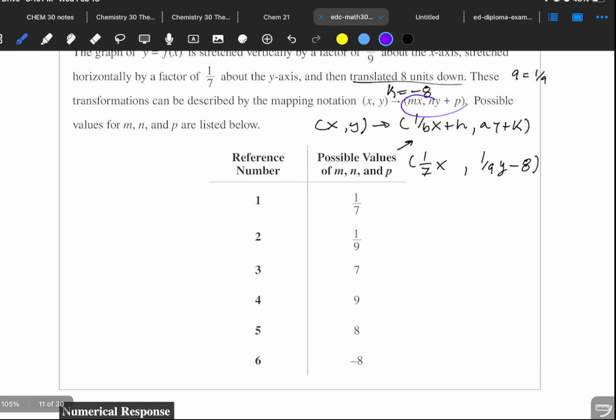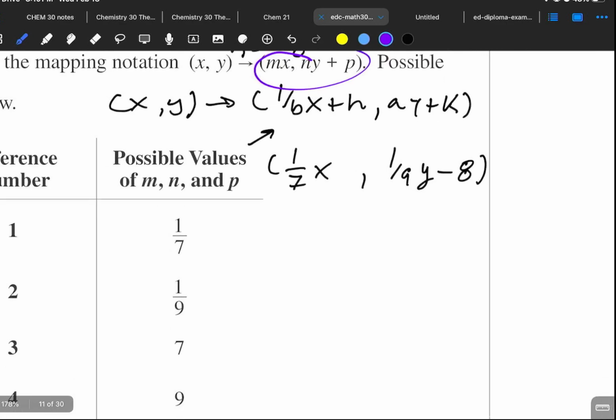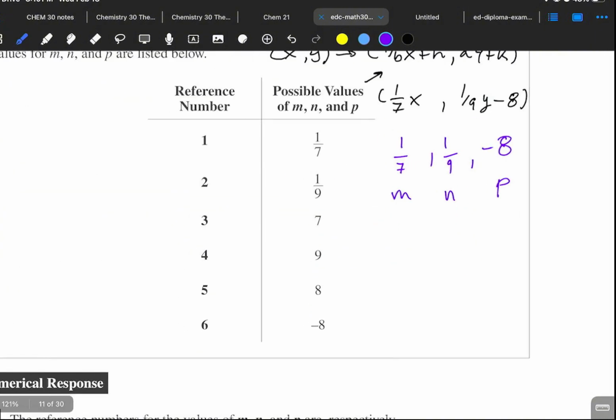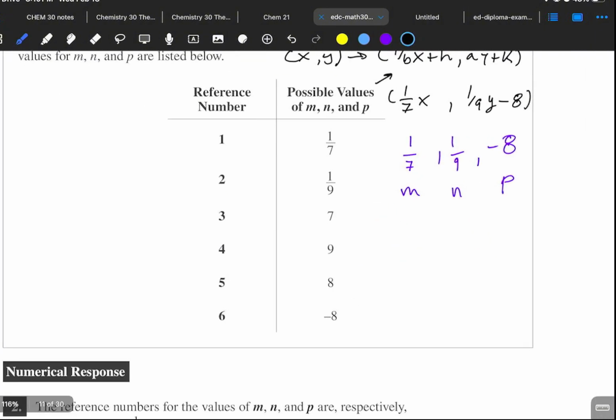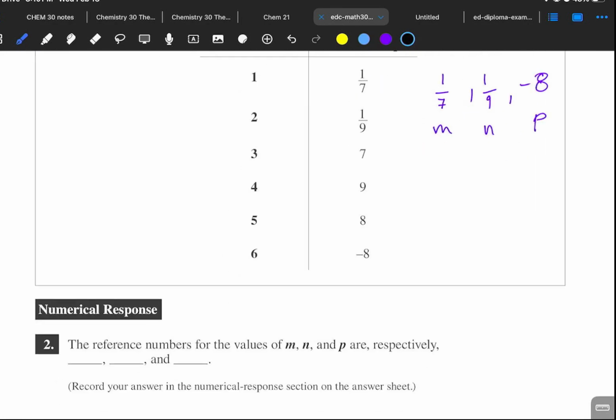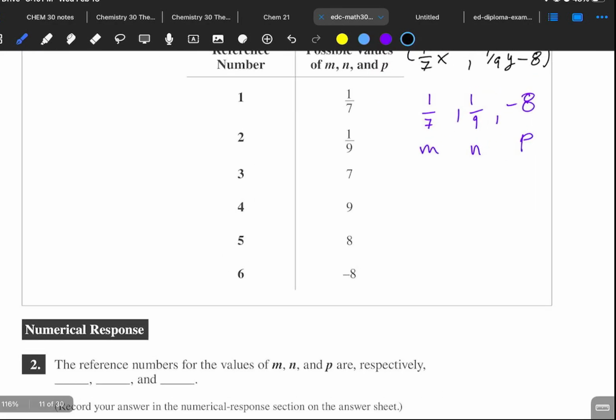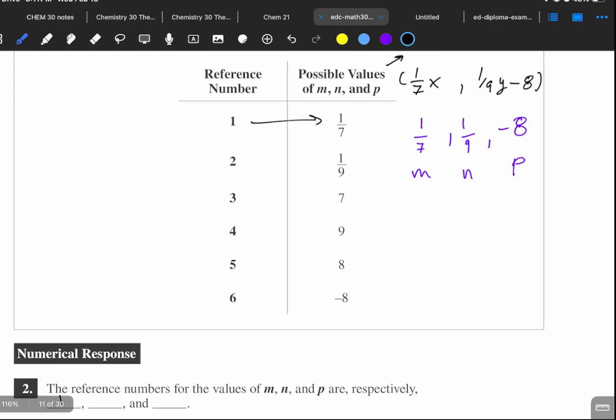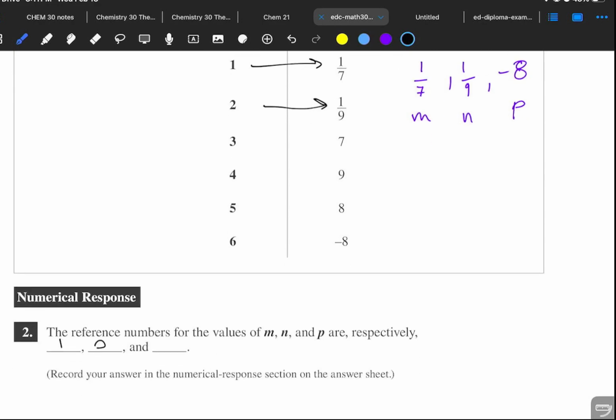So now if we look at our format here, m looks to be 1/7, n looks to be 1/9, and p looks to be negative 8. So these are m, n, and p. Now we have to use the reference number to match our answer. So our first value for m should be 1/7. So 1/7 corresponds with 1. So 1 is the first answer. n is 1/9. So 1/9 is 2. So we'll put in 2. And now negative 8 is equal to 6. So 1, 2, 6 should be your final answer.